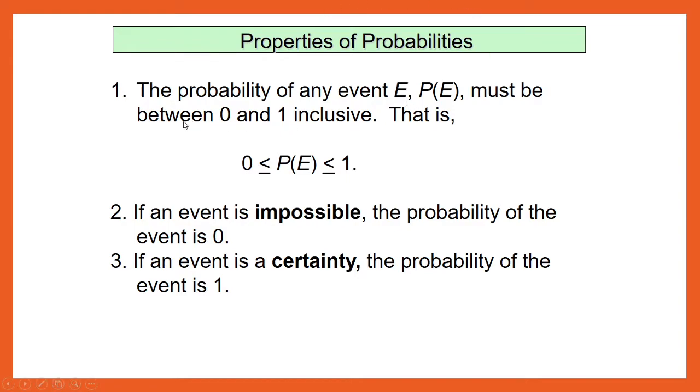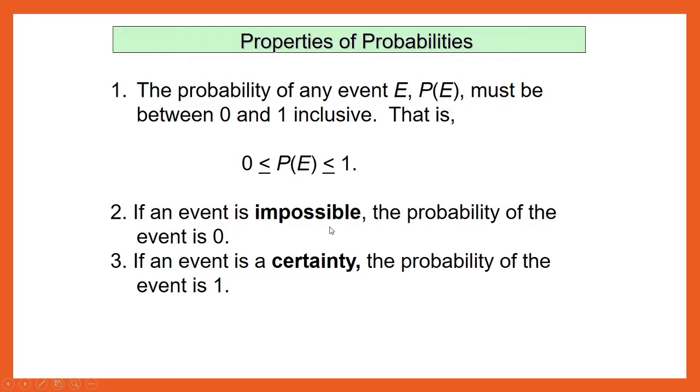when we speak of the probability of any event, it must be between 0 and 1 inclusive. So that means to say, it ranges from 0 to 1. So it can be 0, it can be 1. So it cannot be less than 0, cannot be greater than 1. So it's between 0 and 1. So that means we're expecting answers that are 0 or fraction up to 1.